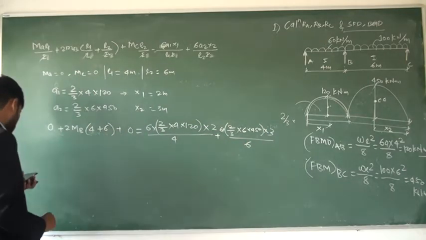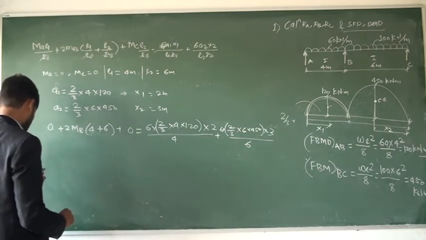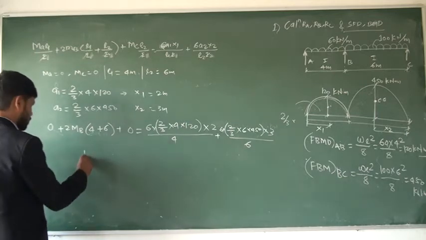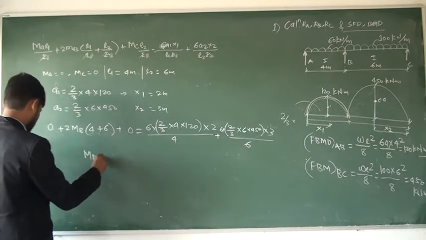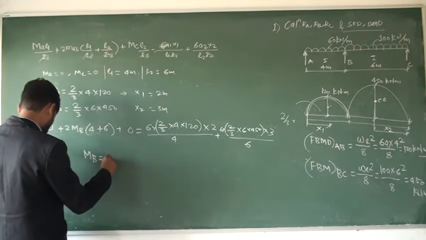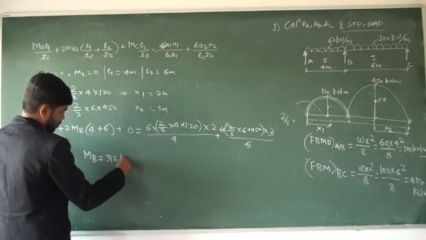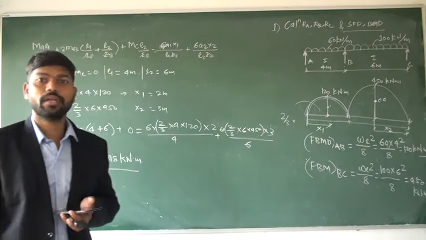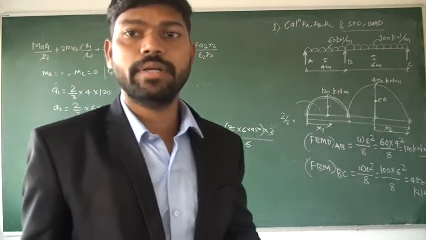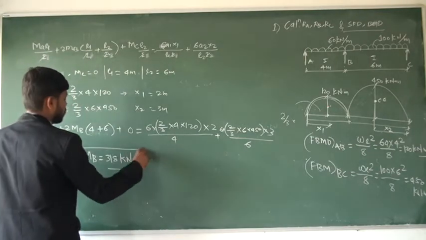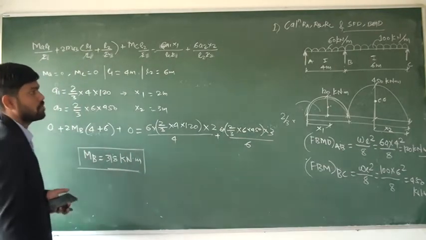Okay. If you solve this, you will get MB is equal to 318 kilonewton meter. If you solve this term, you will get MB is equal to 318 kilonewton meter. Okay. Now this is your support moment, this is your support moment at B.